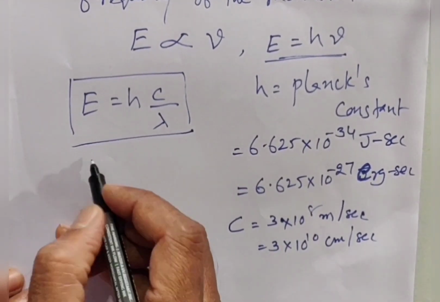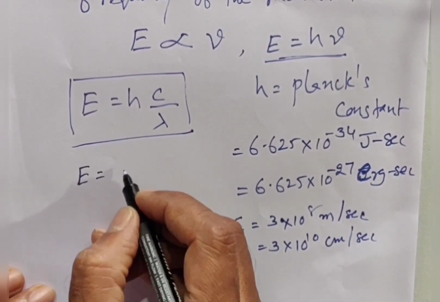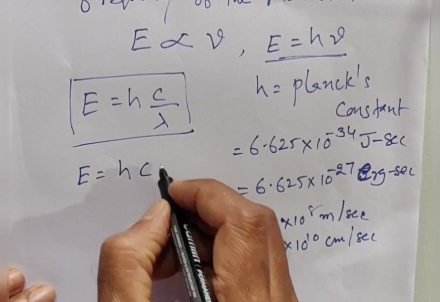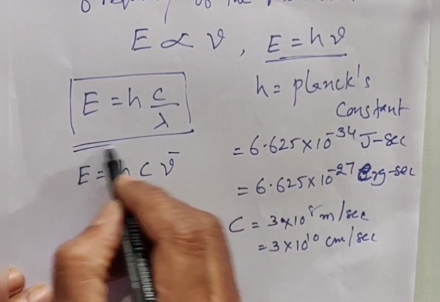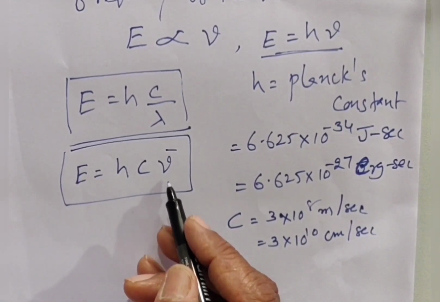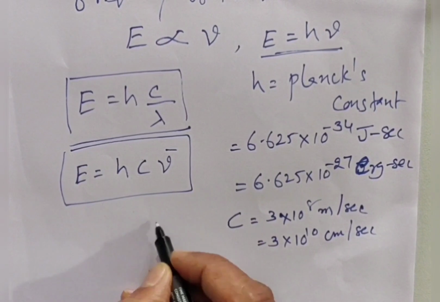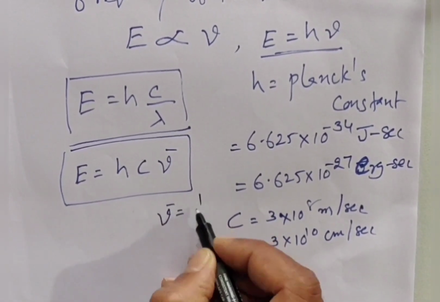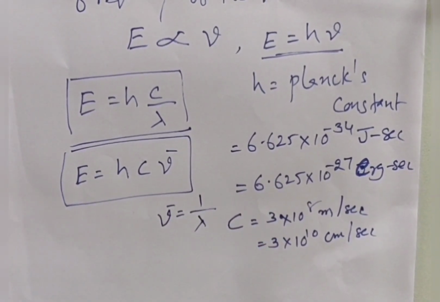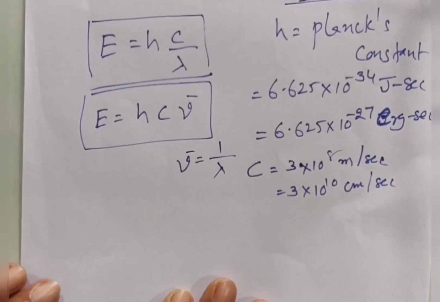Then we use another important expression, that is E is equal to h c nu bar. This mathematical expression is also very important, where nu bar is equal to 1 by lambda, the reciprocal of lambda. So that's why this is also very important.